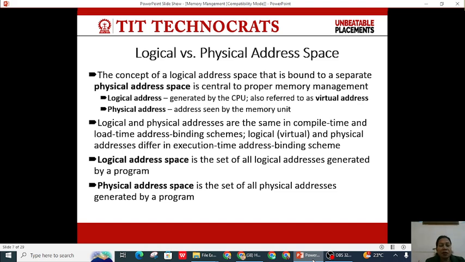Now we can discuss logical versus physical address space. The concept of a logical address space that is bound to a separate physical address space is central to proper memory management. The logical address is generated by the CPU and is also called a virtual address. So the CPU generates the logical address, which is the program address. The physical address is what is seen by the memory unit. When the program is converted into a process and kept in main memory, that address is called the physical address. The logical address space is the set of all logical addresses generated by a program, and the physical address space is the set of all physical addresses corresponding to them.